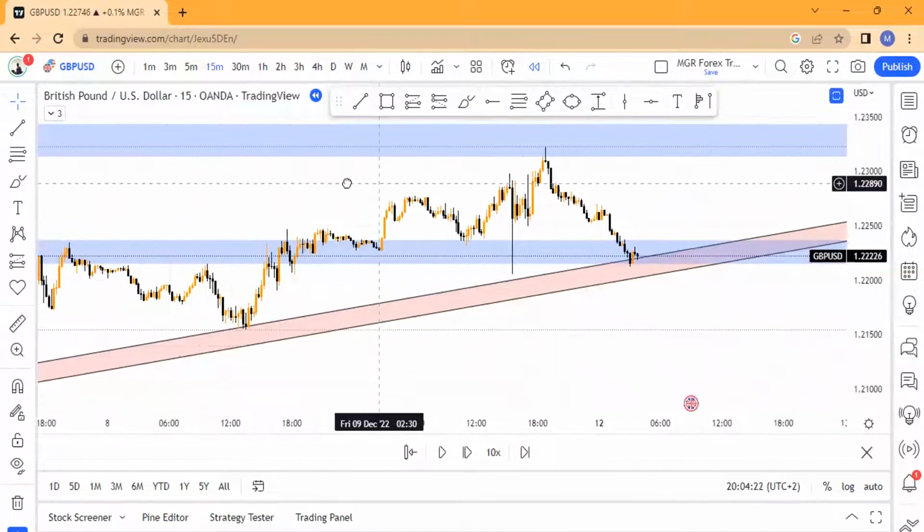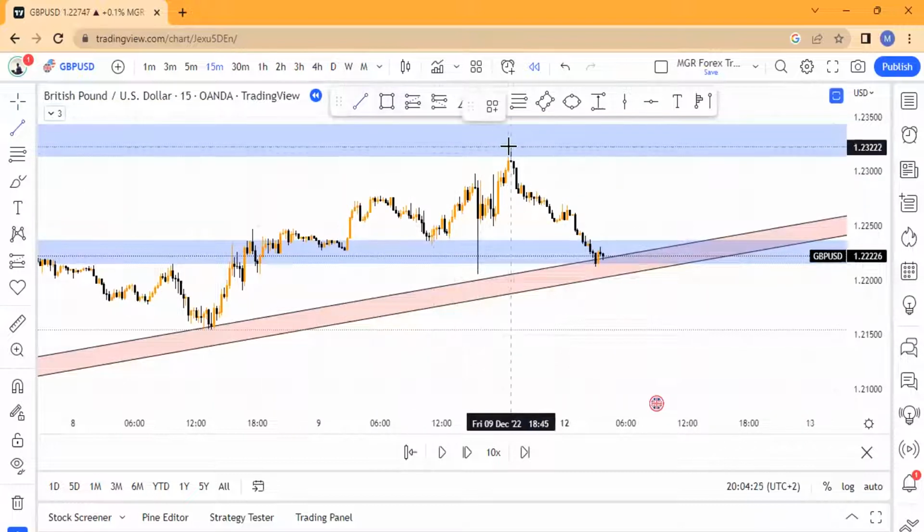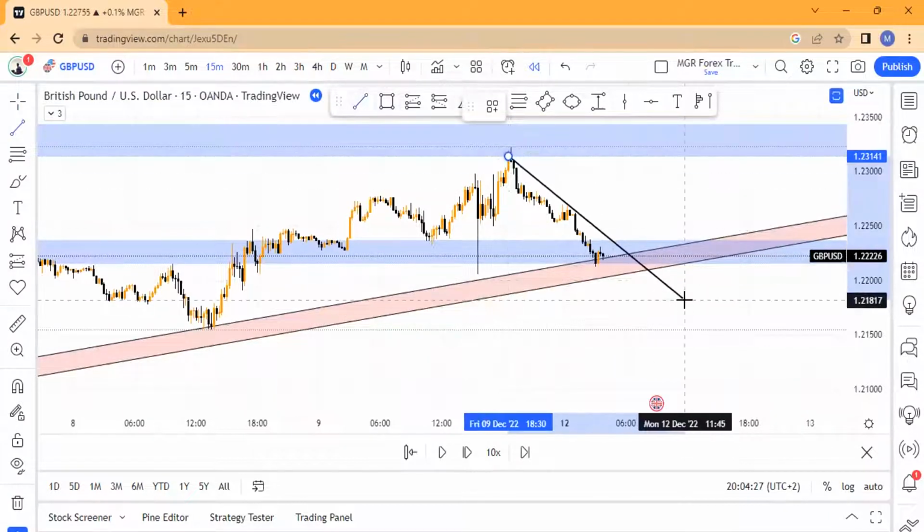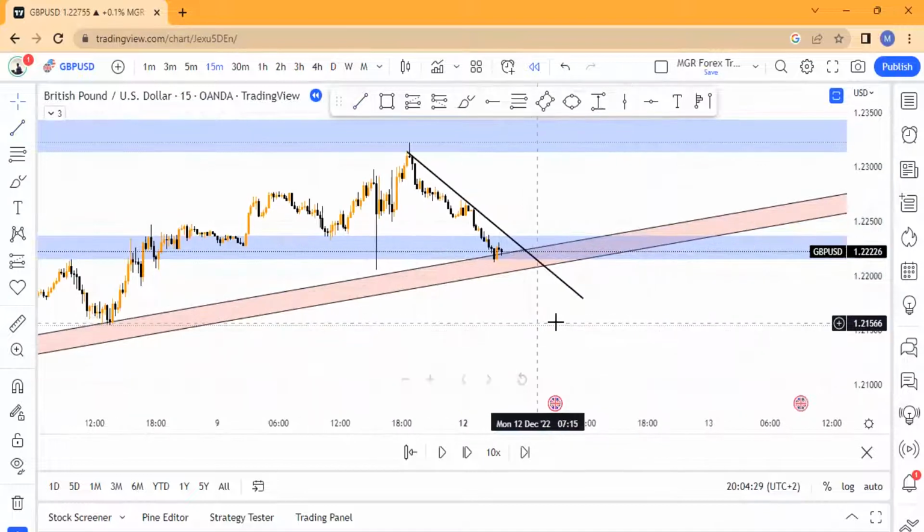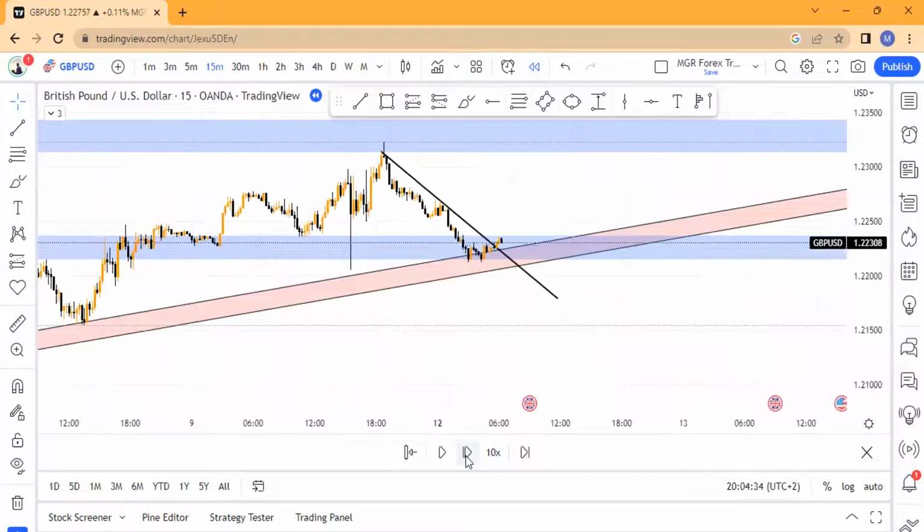As long as you get a good clean entry. And unfortunately, you have to pop down to the lower time frame, the 15-minute time frame, just to get a nice trend line here, so we can break it and have some sort of retest to it.